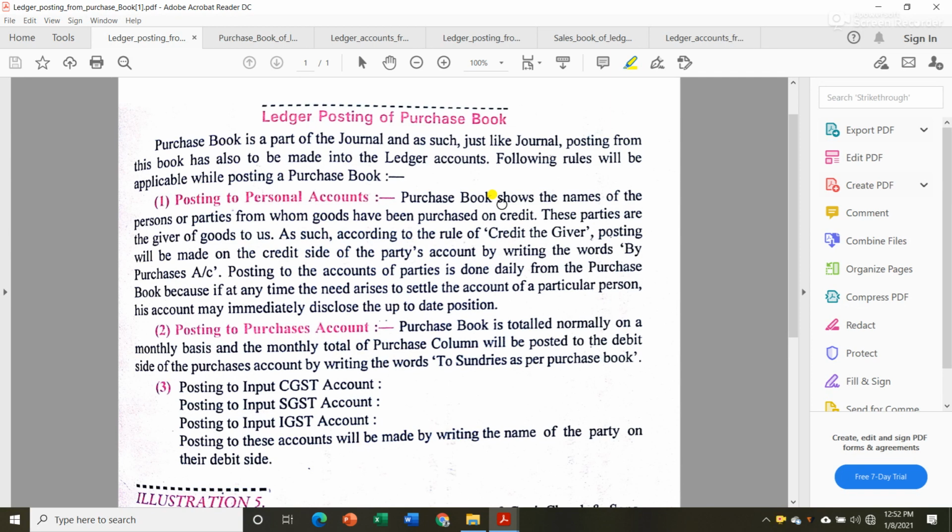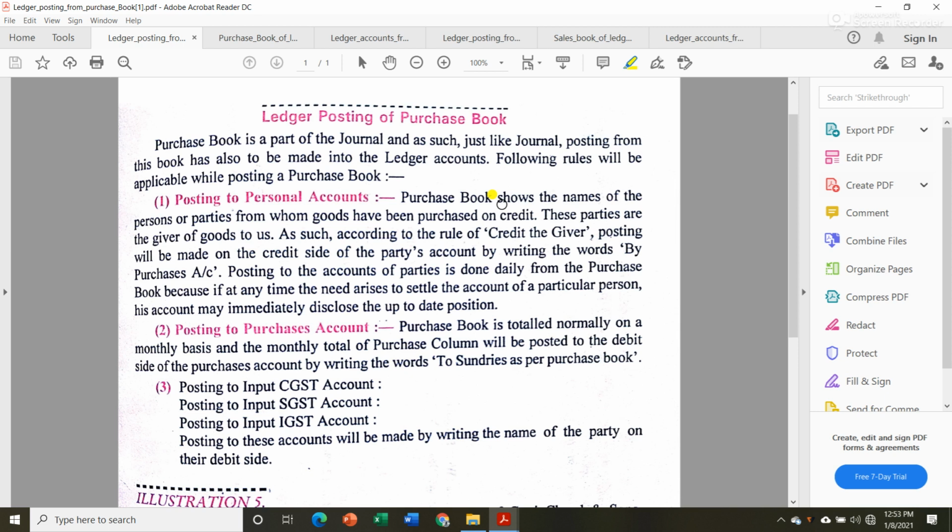In our previous sessions we have seen firstly how to post journal entries and from there how we are supposed to prepare ledger accounts. Then in the next session we have seen how to make cash book journal proper and then how to create ledger accounts from those things.